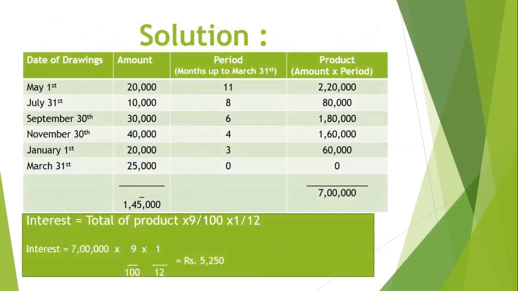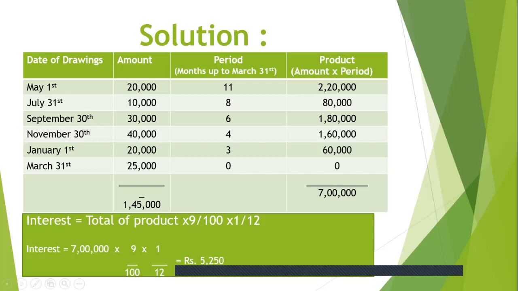Here the solution is given in front of you. In the first column we have put the date of drawing: 1st May, 31st July, 30th September, 30th November, 1st January and 31st March. In front of that the amounts are given: 20, 10, 30, 40, 20 and 25,000. Now the period. You know that we have to calculate from the date of drawing to the closing date. So from 1st May to 31st March, you include May, June, July, August, September, October, November, December, January, February, March. This is 11 months. So we put 11 here, right?